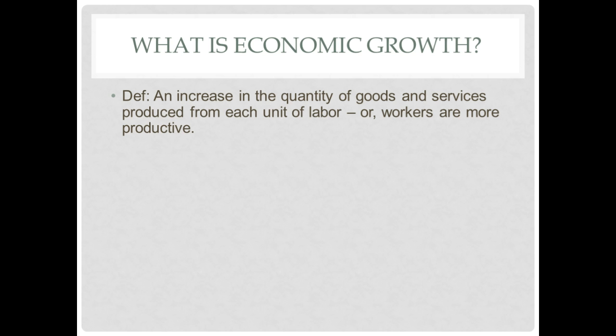It's an increase in the quantity of goods and services produced from each unit of labor, or workers are more productive. Maybe that doesn't seem so simple. Actually, I think it'll be very simple once we take a look at it. But let's read it again. An increase in the quantity of goods and services produced from each unit of labor, or workers are more productive. So what it's really saying is that essentially for some reason, we're getting more goods and services out of the same number of workers. Or in this case, we might reduce it down to just looking at one worker. And for that one worker, for some reason, that one worker can produce more than they used to be able to produce.